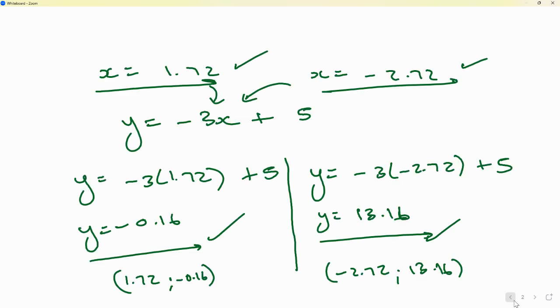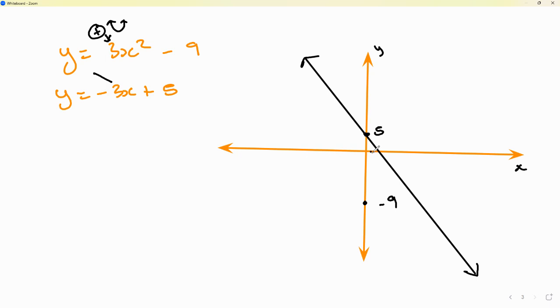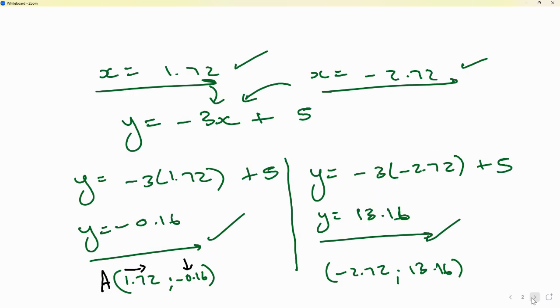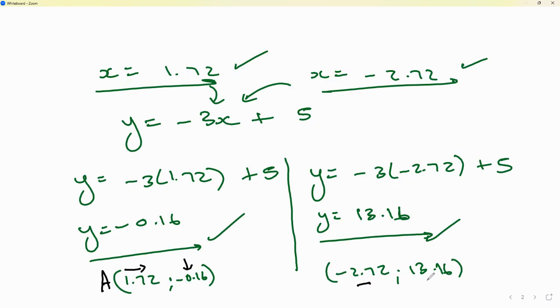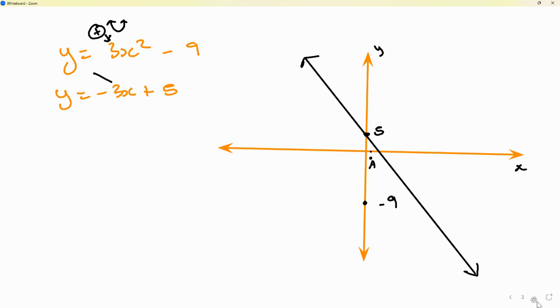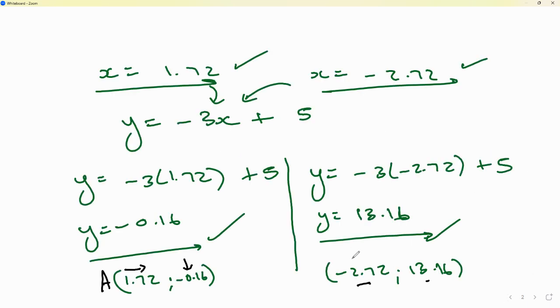And the intersection points could be a guideline. I mean, we've got 1.72. So go that to the right, go that down. 1.72 and negative 0 point could be the first coordinate over there. Let's say I call this A. Then I would put A over there. And B, negative 2.72 and 13.16. So negative 2.72 would be, let's say, over here. And 13.16 would be maybe over here. And let's call this B. That would be going left and up. And those are the 2 points of intersection. They're going to lie on both the curves.